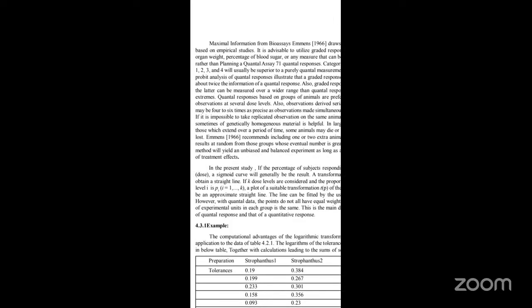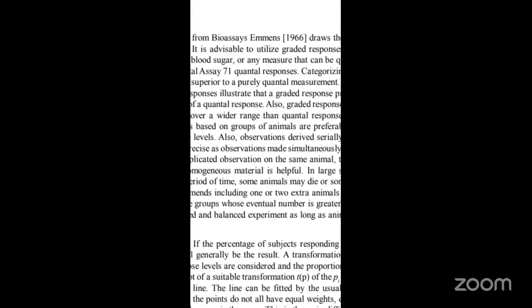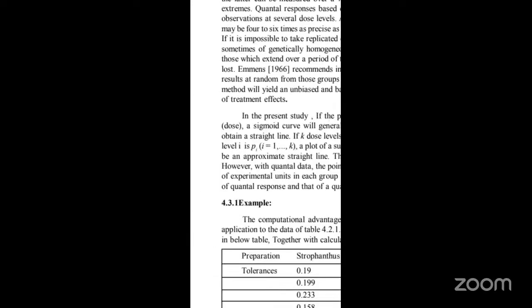See the table. I'm going to explain this Maximal Information from Bioassays. This also I explained. In the present study, the percentage of subjects responding is plotted against log 10 dose. A sigmoid curve will generally be the result.